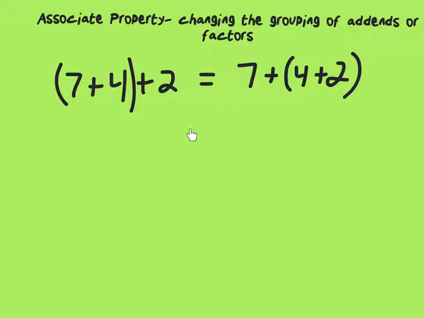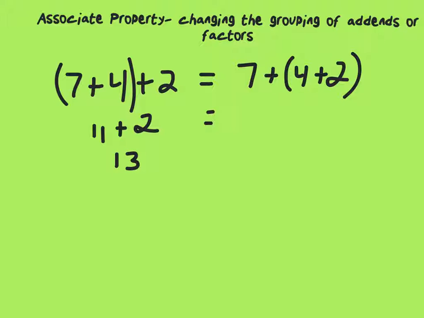When this happens, when the parentheses move, it's going to be the associative property. And as you know, according to PEMDAS, or the order of operations, you have to do what's in the parentheses first. So let's see if changing the parentheses in an addition problem changes what answer you'll get. On the left side, since the parentheses are around the 7 and the 4, I need to add those two together first. 7 plus 4 is 11, and then you add 2 to that and you get 13.